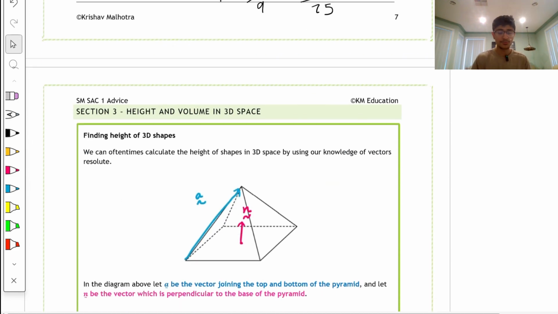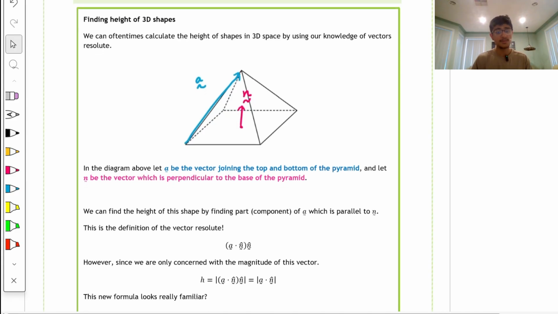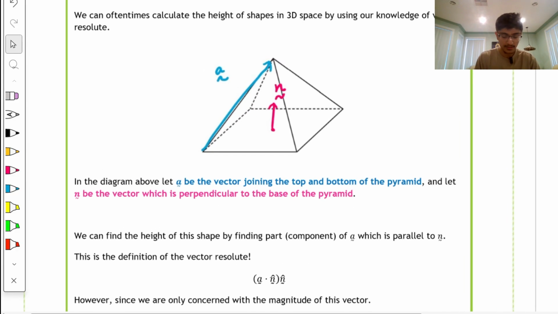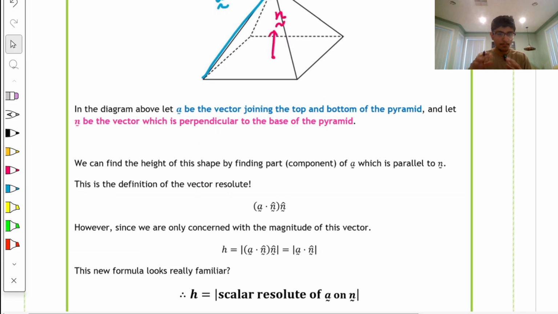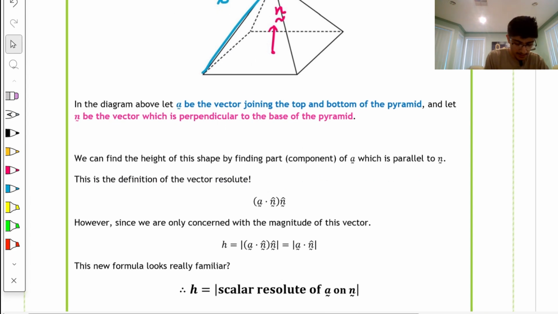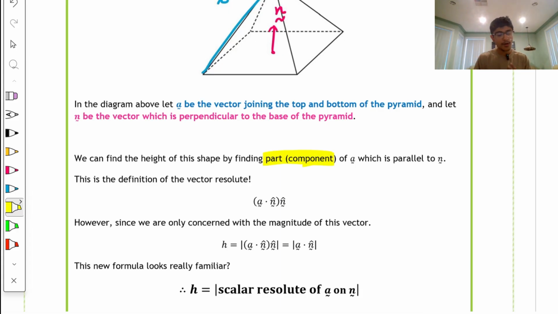We'll head on over to section 3. So finding the height and volume of shapes in 3D space. We can oftentimes calculate the height of 3D shapes by using our knowledge of vector resolutes. So in the diagram above, let A be the vector joining the top and the bottom of the pyramid. And let N be the vector which is perpendicular to the base of the pyramid. We can find the height of this shape by essentially finding the part or the component, right? Key words here, part, component, they're essentially synonyms. And we want to find the part of A which is parallel to N.